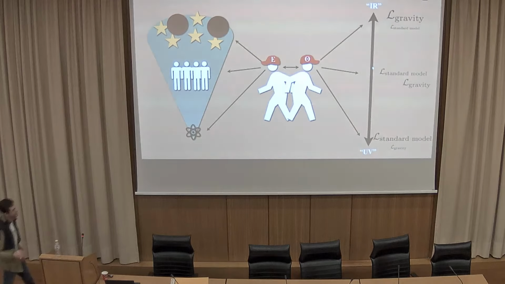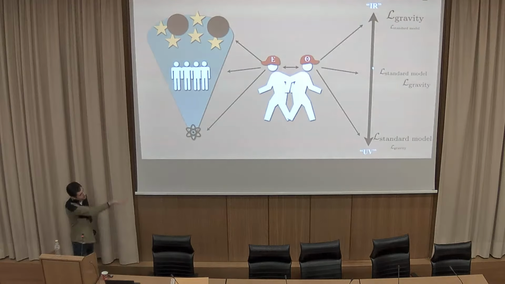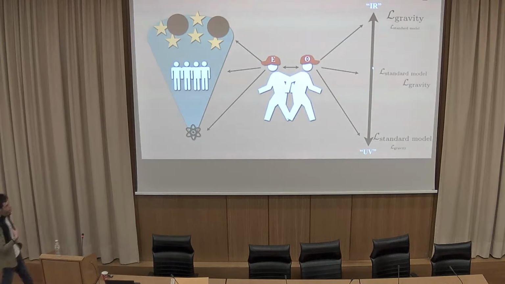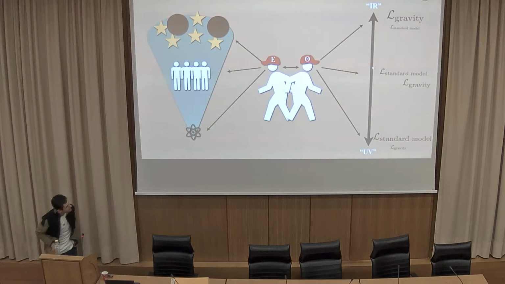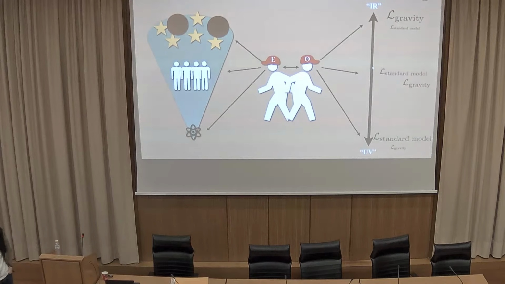More or less, very vaguely, we have here an axis with a scale. We say that the UV, which means very small distances, very high energies, is at the bottom. Usually people do the opposite, but I find it more natural this way. So we have Lagrangians describing physics on different scales. In the UV, you can forget about gravity and you can have the standard model. As you flow up in the IR, you have gravity and you forget about the standard model.